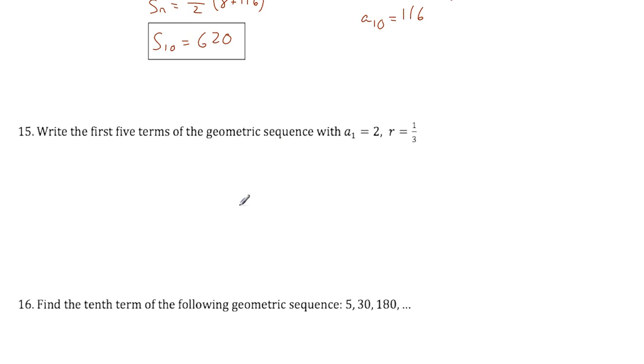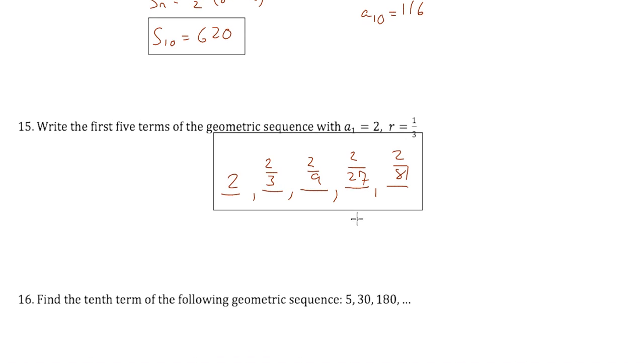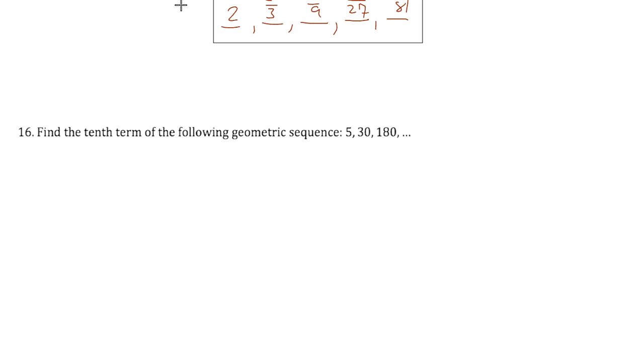Going down here, I don't really need to know the formula because this is a geometric sequence, which means I just multiply. So the first term is 2, and for each term I just multiply by 1/3, the common ratio. So that's 2/3, 2/9, 2/27, and 2/81. That's it. Pretty nice.